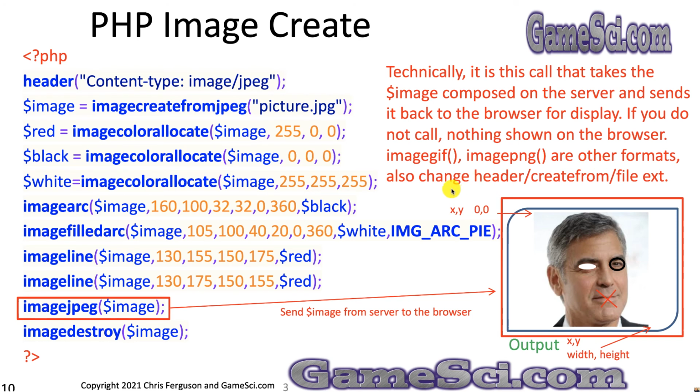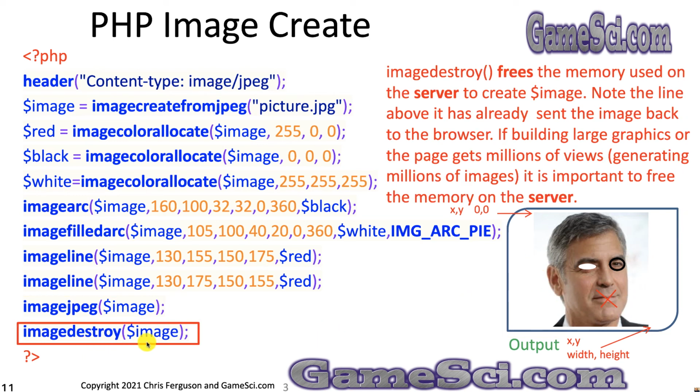But if you do change that, you need to change the header, the create from, and the file extension. If I was going to change this to a GIF image, I'd also have to change this to GIF, this to GIF, and this to GIF. Make sure that your image file formats coordinate inside the code. This line of code sends $image from the server to the browser, and all of this will be displayed on the web page.